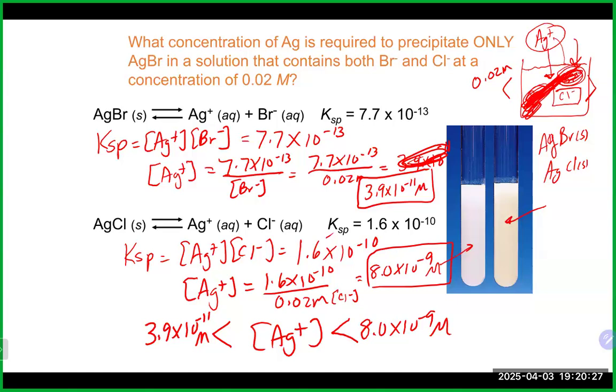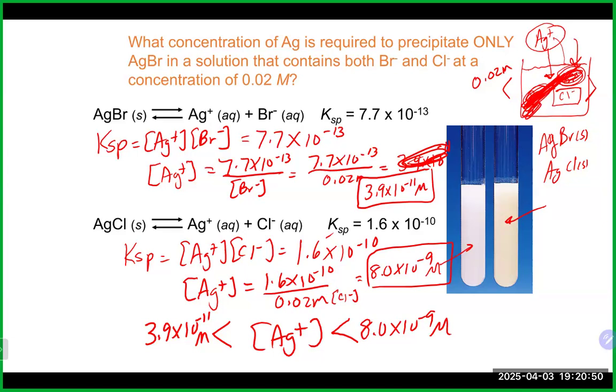So you could continue to add silver. You could even increase the concentration of silver as long as you keep it below 8 times 10 to the minus 9. And every precipitate that you see come out as you do that will always be silver bromide in this case, right? Because it's not enough to get the chloride out. It's still going to be floating around. At some point, what you probably will see is no more solid will come out, right? As you're adding the silver.